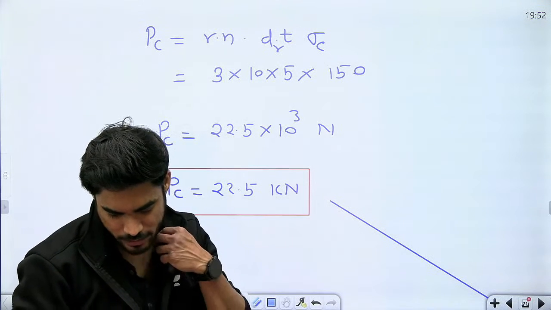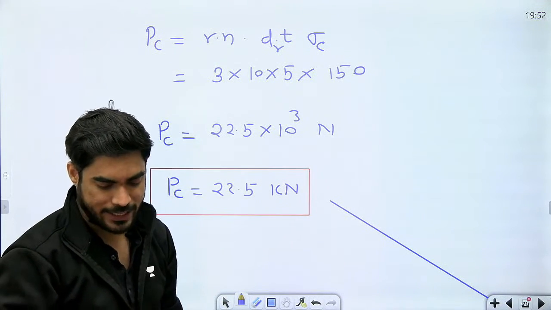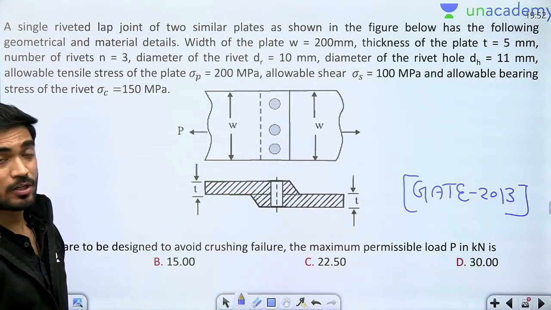Very good Ankita. Very good Kalpesh. 22.5 kilonewton. Very good Prem.